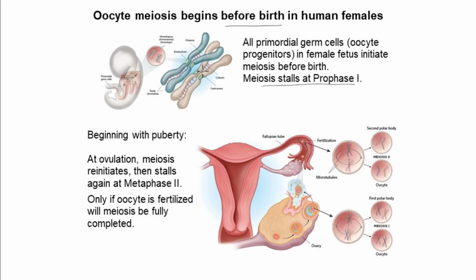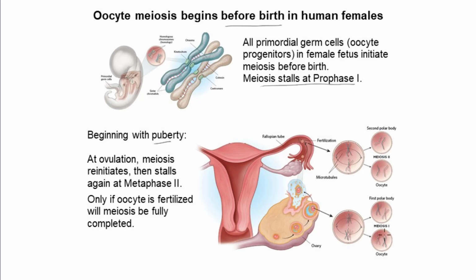It doesn't go any further. This fetus continues development. It's born, it goes through childhood, it goes through early adolescence. Then, beginning with puberty, at every menstrual cycle there's an ovulation event, where an oocyte matures and is released from the ovary. That oocyte that is being ovulated reinitiates meiosis from where it stalled.